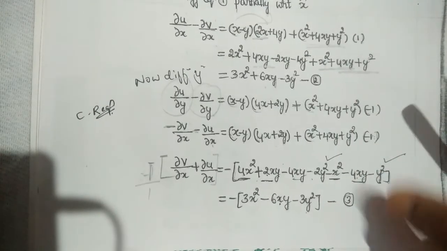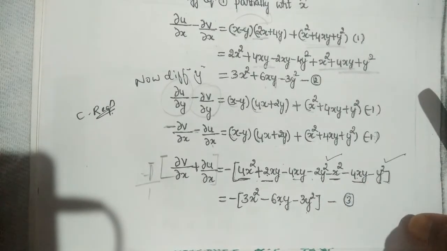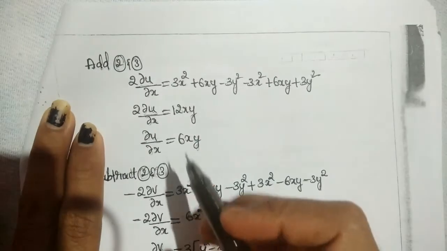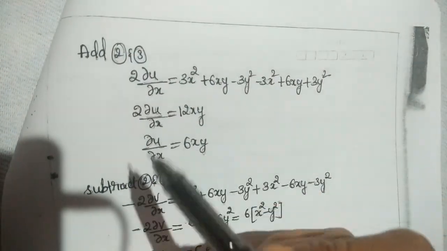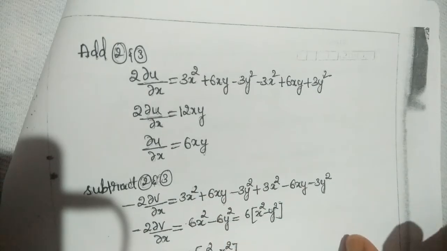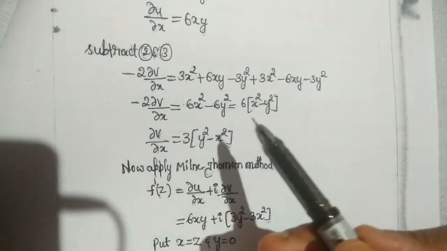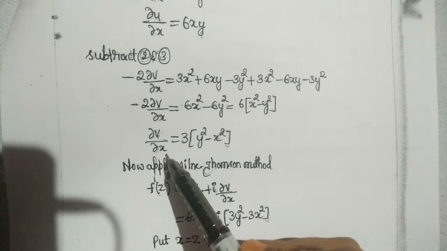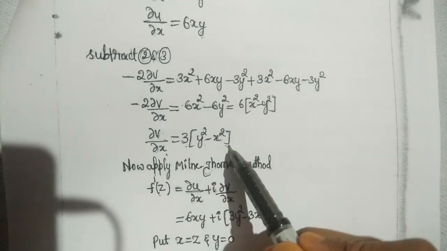From equation 2 and equation 3, add equations 2 and 3, then subtract them. If you add equations 2 and 3, you will get dou u by dou x is 6xy. Next, if you subtract, you will get dou v by dou x as 3 into y square minus x square.